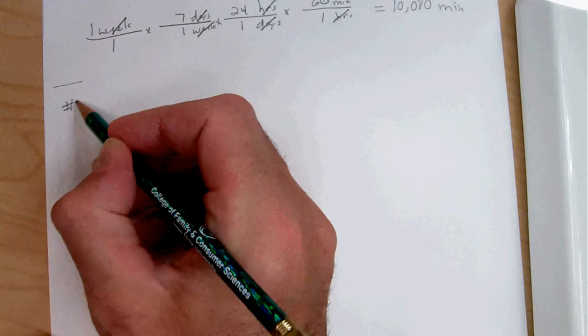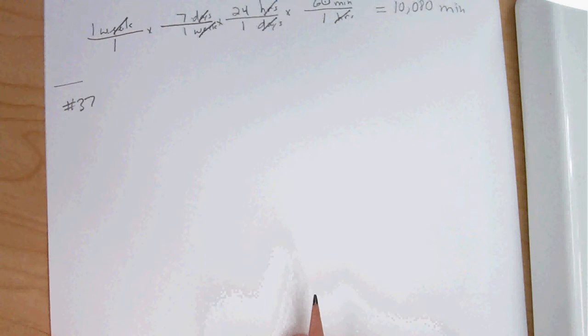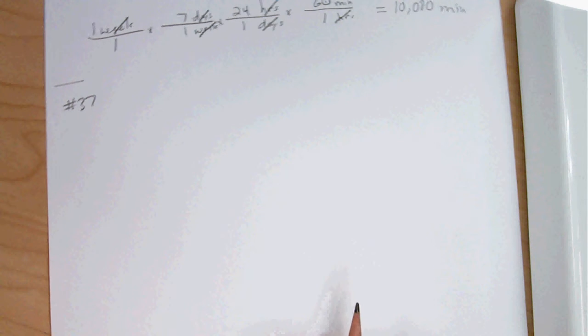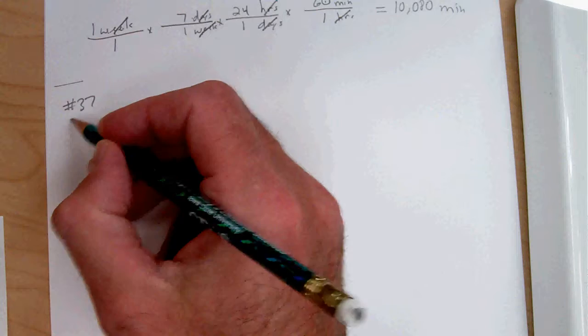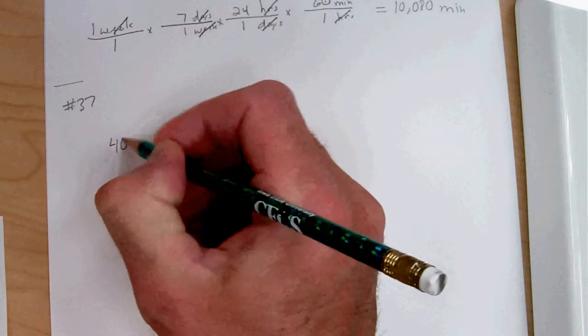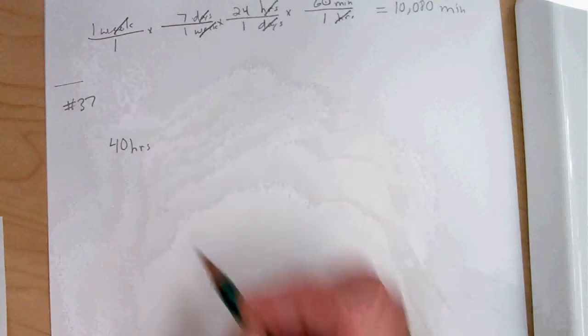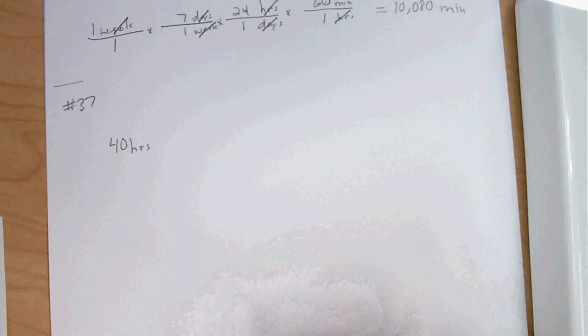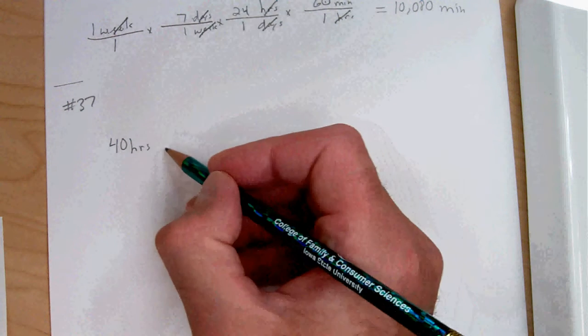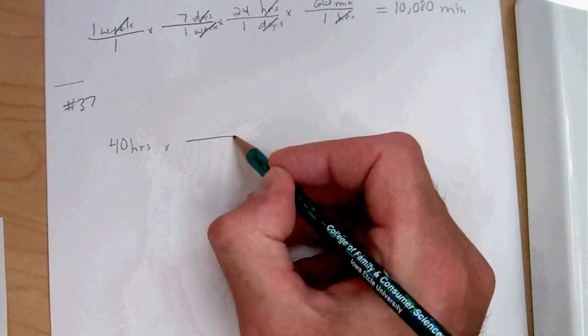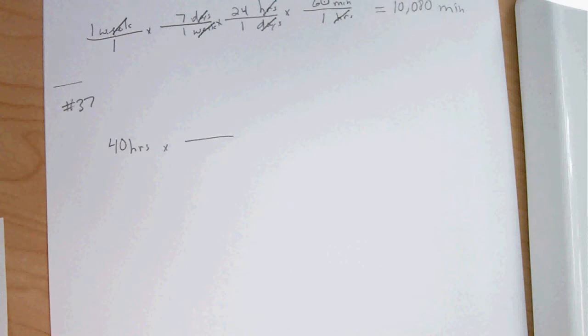Okay, let's try number 37. You may want to stop and try it on your own before I do it for you, but here we go. We're starting with a 40-hour work week. In other words, 40 hours. That's how many hours you work if you work 5 8-hour days, and that's why they call it a 40-hour work week. Now, the next thing you want to do is convert those hours into seconds.